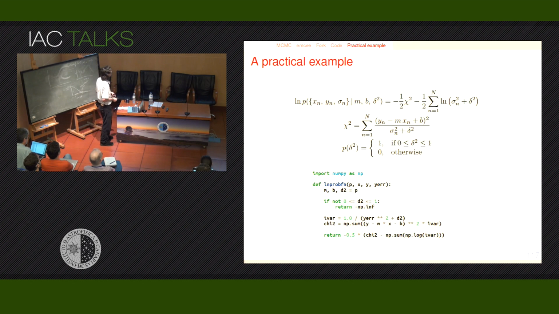Okay, so, yes, of course, to use emcee we need to switch to log space. So then that first term, the, no, I'm sorry.